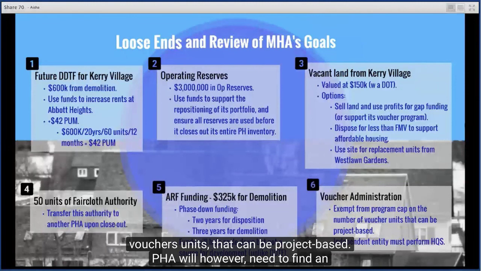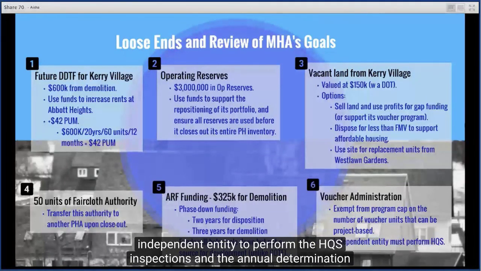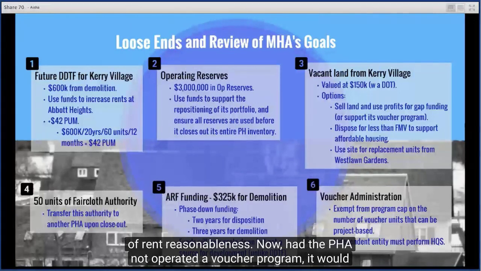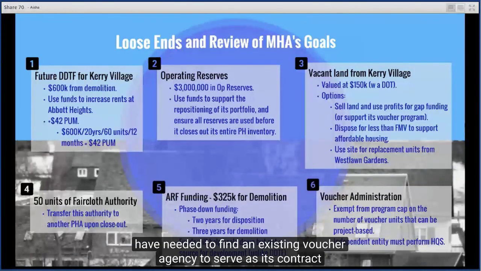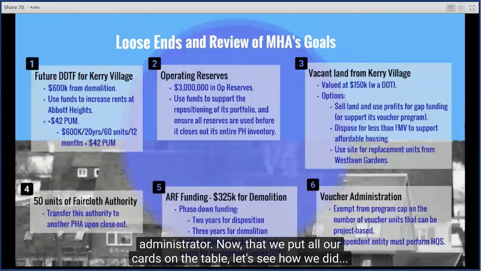PHA will, however, need to find an independent entity to perform the HQS inspections and the annual determination of rent reasonableness. Now, had the PHA not operated a voucher program, it would have needed to find an existing voucher agency to serve as its contract administrator.